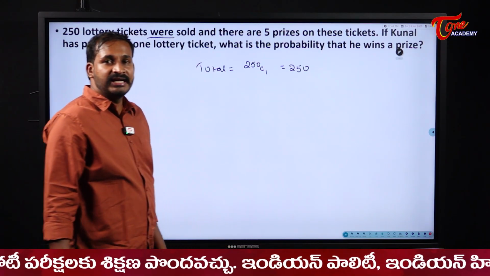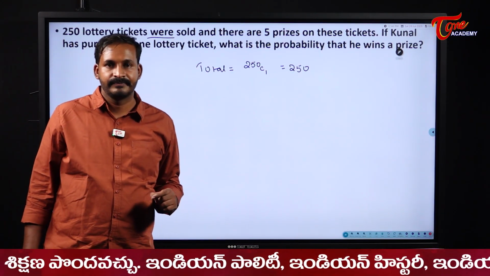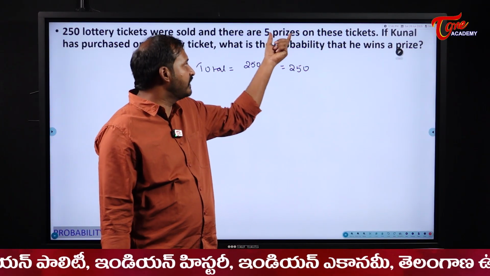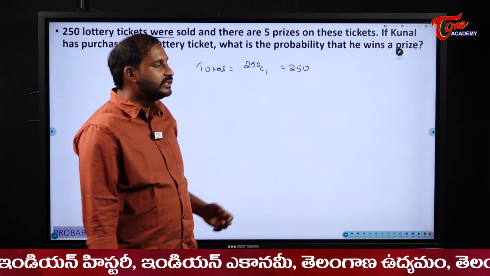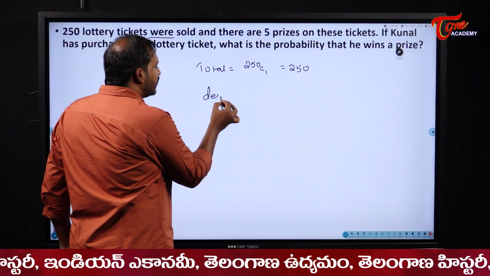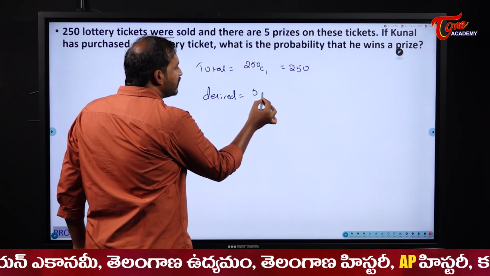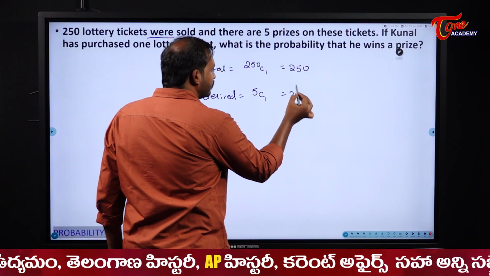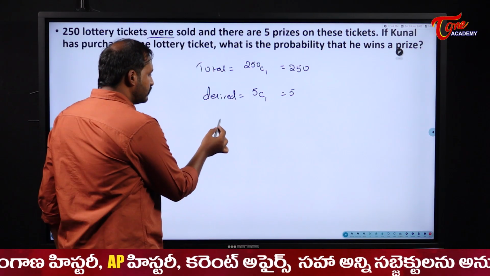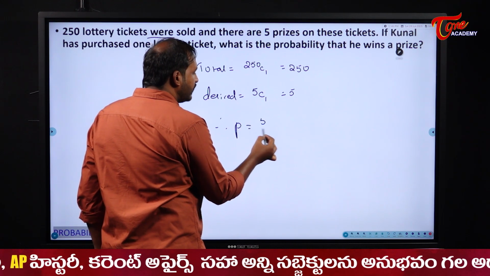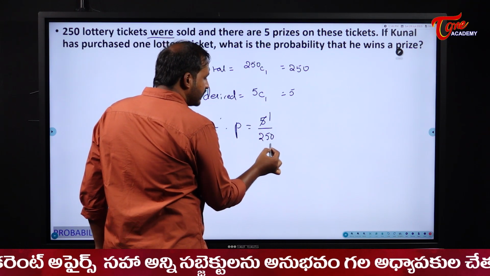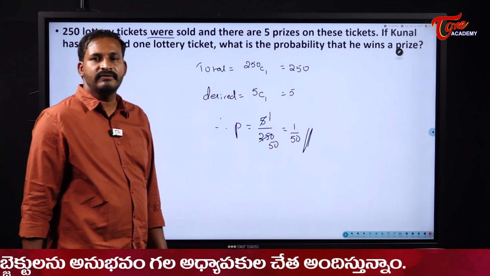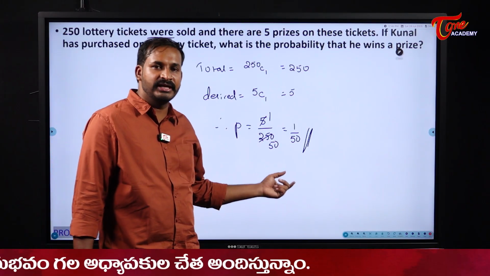And what is the desired one? 1 out of these 5, right? Because if the drawn one is among these 5, definitely he will win the prize money. So the desired output is: from the 5 winning ones, he should pick one. That is 5C1, which becomes 5. Therefore the probability will become 5 by 250, which becomes 1 by 50. The probability of winning the prize is 1 by 50.